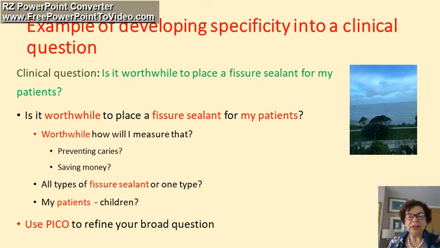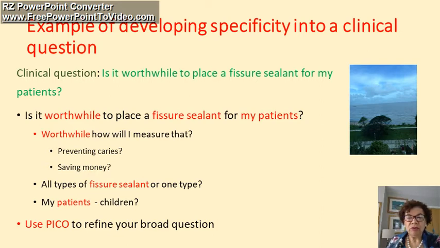This slide begins to provide an example of developing specificity into a clinical question. Here you can see a typical clinical question you may ask. Is it worthwhile to place a fissure sealant for my patients? This is a general question which can easily arise in conversation with clinical colleagues.